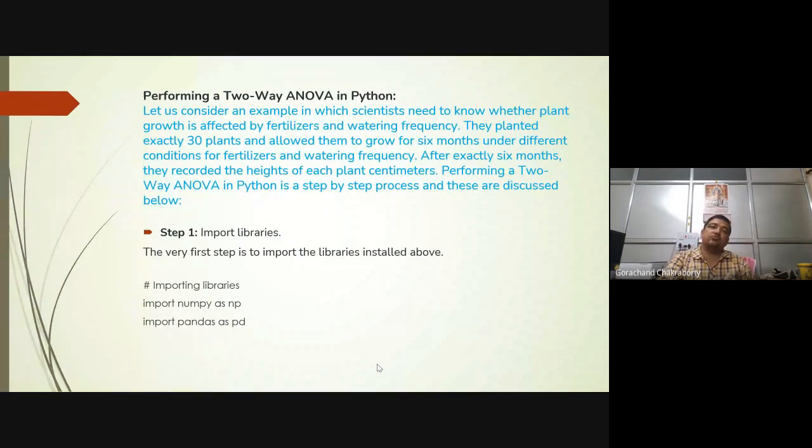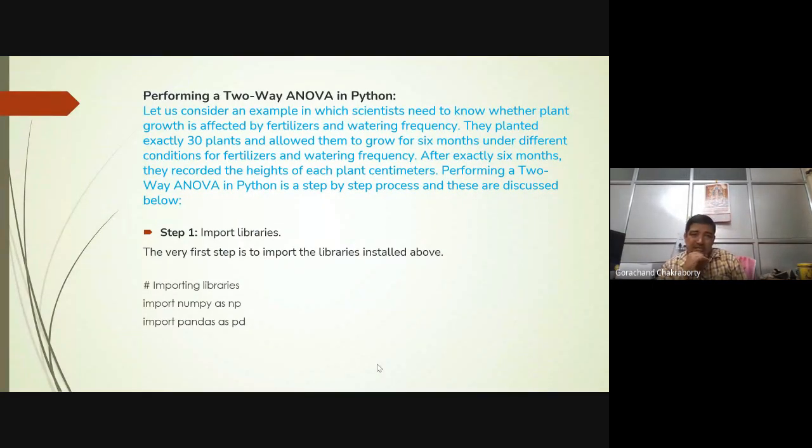Now performing two-way ANOVA in Python. Let us consider an example in which scientists need to know whether plant growth is affected by fertilizers and watering frequency. They planted exactly 30 plants and allowed them to grow for 6 months under different conditions for fertilizers and watering frequency. After exactly 6 months, they recorded the height of each plant in centimeters. Performing a two-way ANOVA in Python is a step-by-step process, and these steps are discussed below.